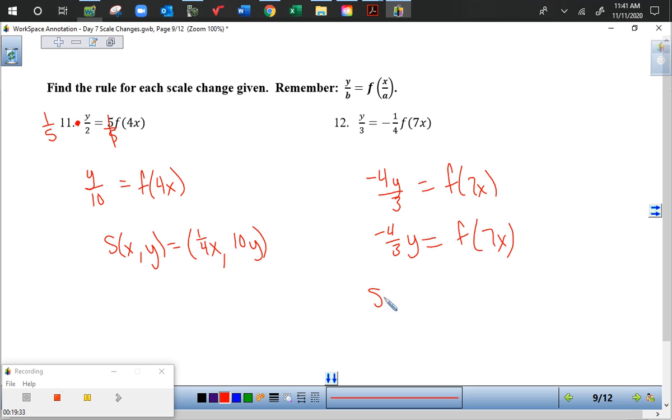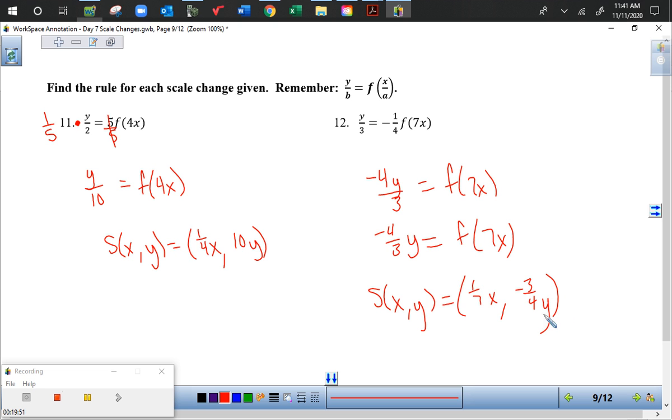Okay, our scale change will look like s of xy equals, and because there's a 7x, I'll write 1/7 x. And here, the -4/3 in front, or kind of a combination, still just reciprocates to -3/4.